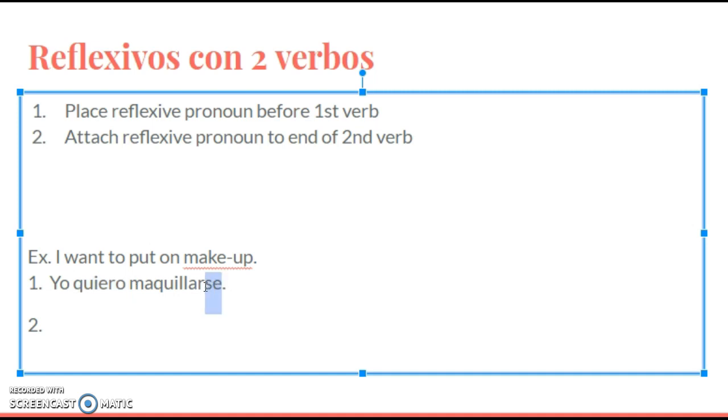So, to agree with yo, I have to change se to agree with yo. It's going to become me. So according to option 1, I can place that me before my first verb. So I can have yo me quiero maquillar, or I can attach my reflexive pronoun to the end of the second verb, yo quiero maquillarme.